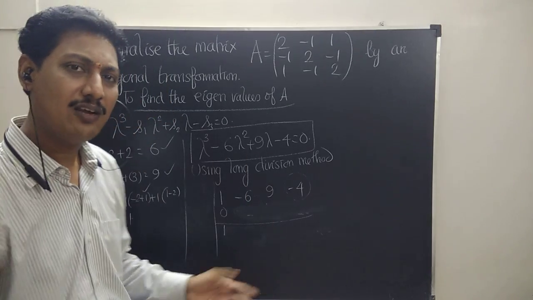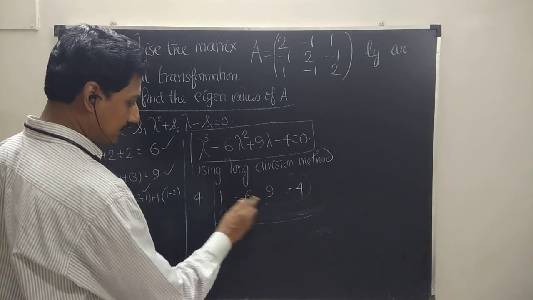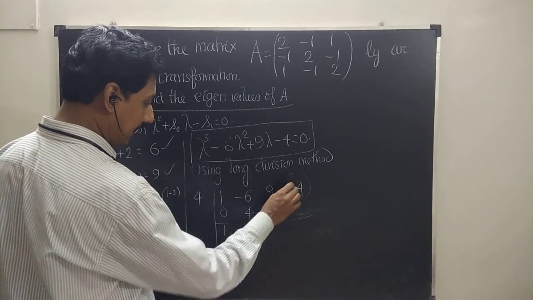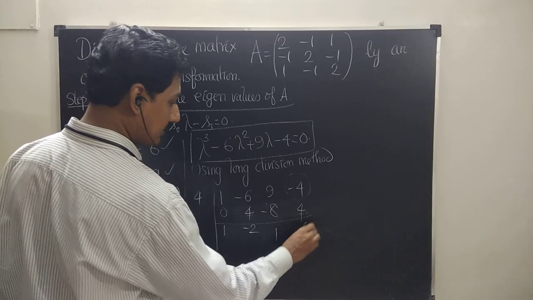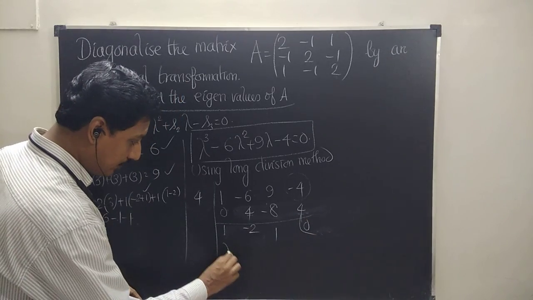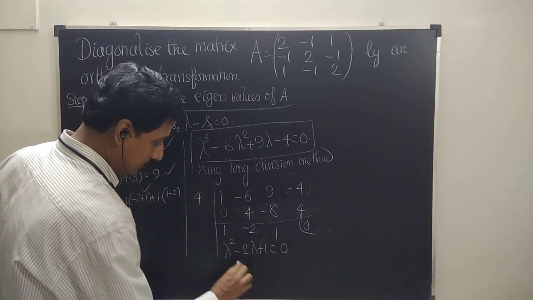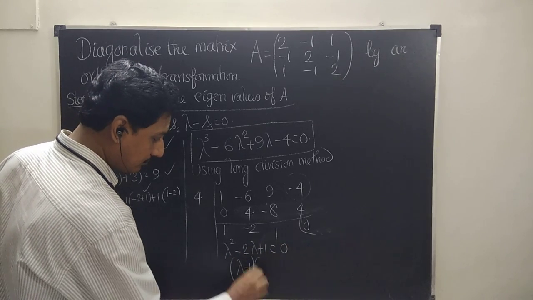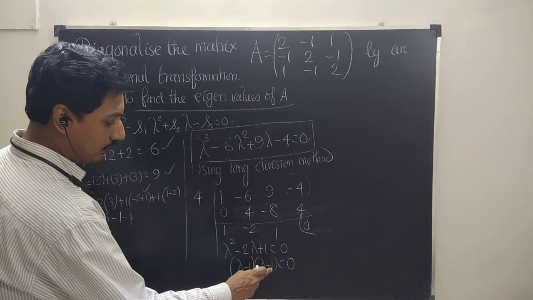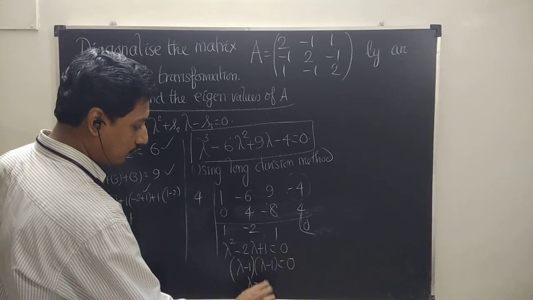So what are the other factors of 4? Can we go for 4 itself? Sometimes it works. 1 times 4 is 4. Minus 6 plus 4 is minus 2. Minus 2 times 4 is minus 8. 1 times 4 is 4. Yes, correct. So lambda 1 equal to 4 is the right answer. What about the reduced polynomial? Lambda squared minus 2 lambda plus 1 equal to 0. So it is nothing but lambda minus 1 into lambda minus 1 equal to 0. So the roots are 1, 1.